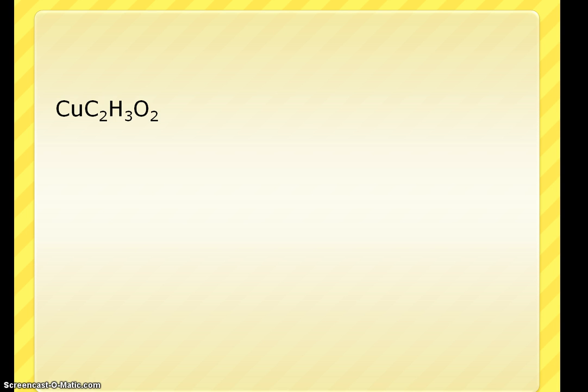Cu, C2, H3, O2. So I have 4 capital letters in here, which means there's a polyatomic ion. Do you see it? It's right here, and its name is acetate. Okay? So acetate is our polyatomic ion, but if you'll notice at the beginning we have copper, and copper is one of our transition metals.